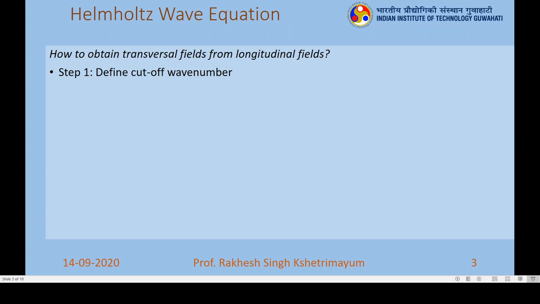To obtain the transversal fields from the longitudinal fields, we will follow three steps. First step, we define the cutoff wave number, kc square is equal to beta square minus beta z square. What was beta square? Beta square was omega square mu epsilon. Beta z is the phase constant along the z direction. This is the cutoff wave number.